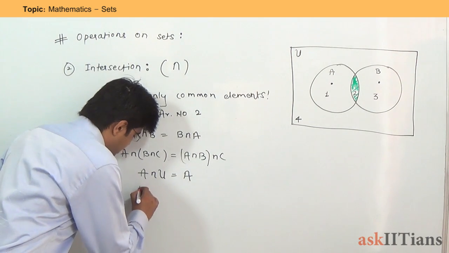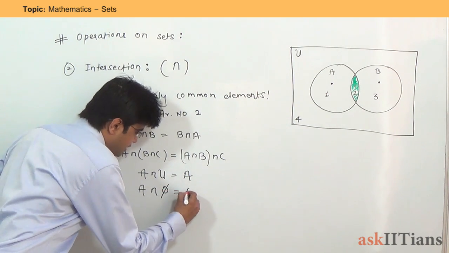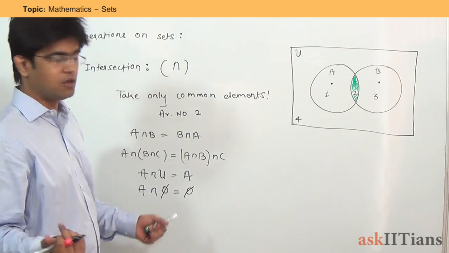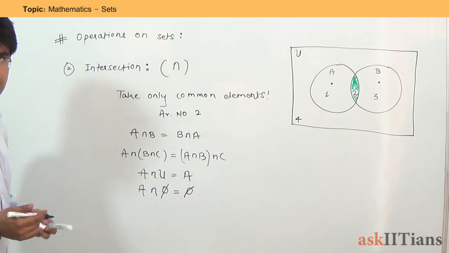Now, look here, there is one interesting thing that happens. If you take intersection of A with phi, then the result is phi. There is nothing common between A and nothing. So A intersection phi is phi. So these are the laws for intersection.